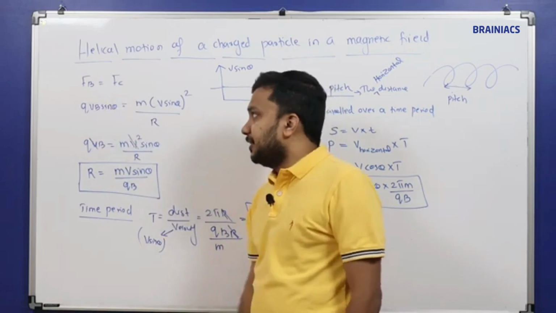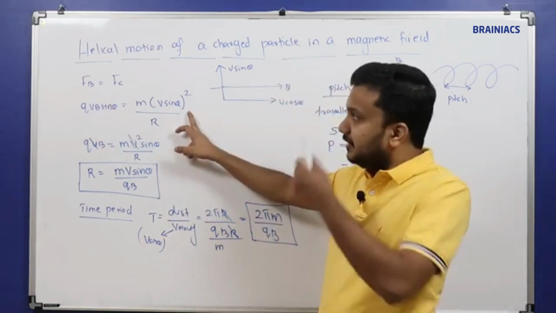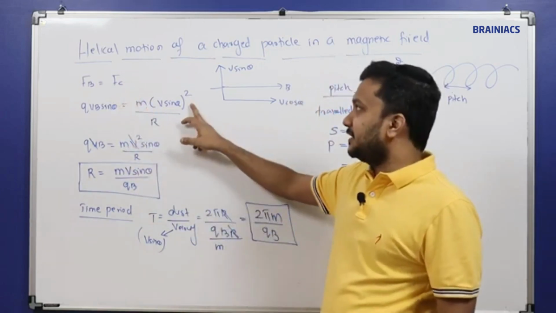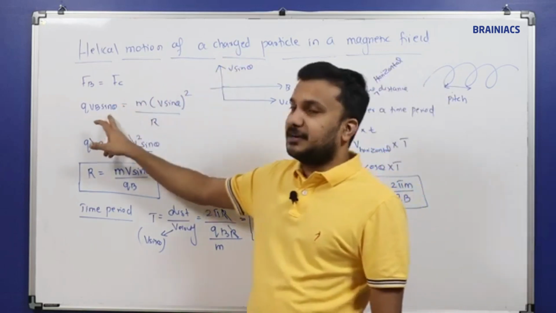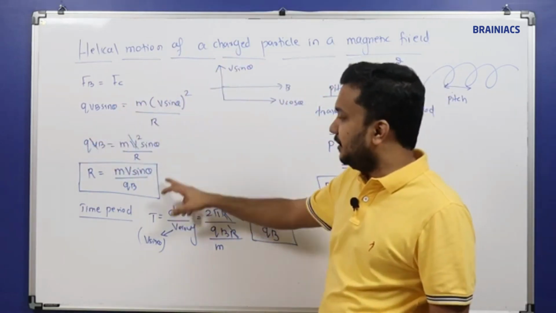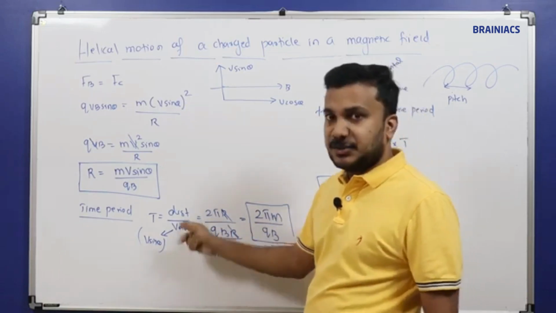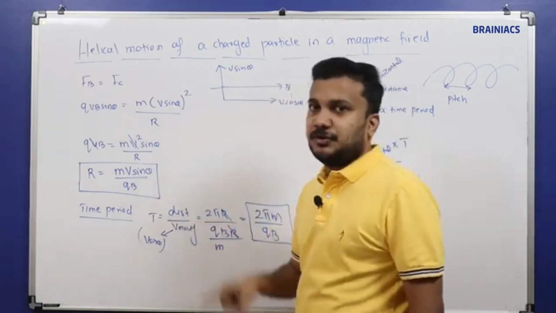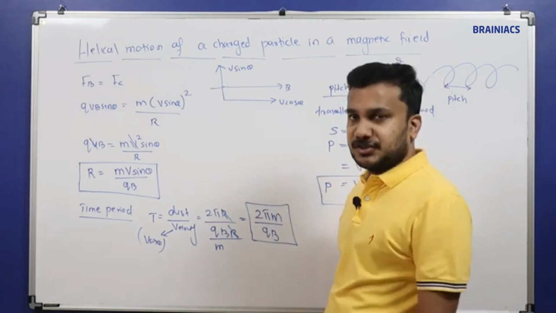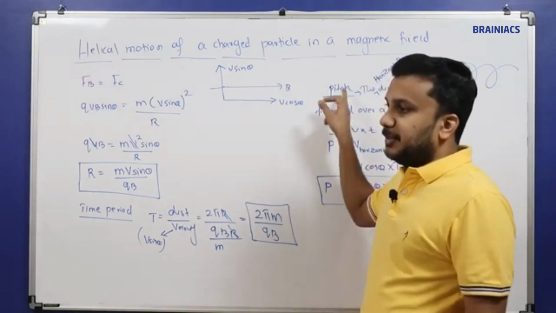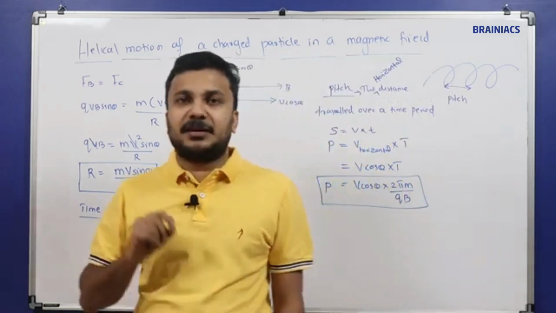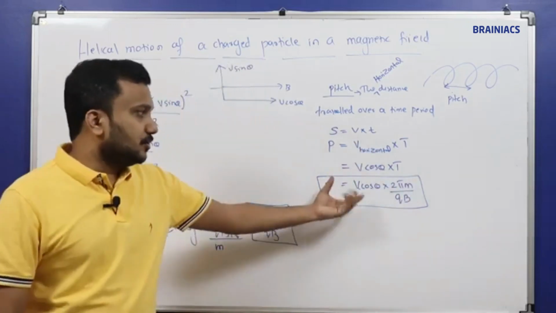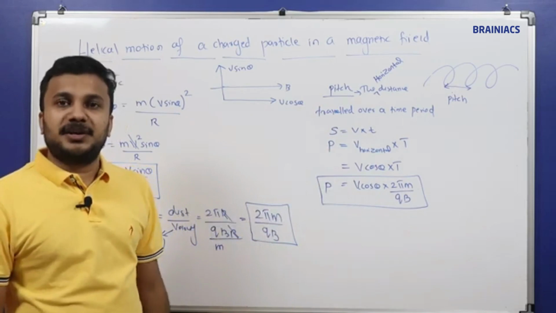Okay, so FB is equal to FC, QVB sin theta equals MV sin theta square by r. You know it is called centripetal force. Only the perpendicular component of velocity gives rise to the magnetic force. That's why we have taken MV sin theta into account. Distance by velocity, what velocity is contributing to the circle? V sin theta is contributing. V sin theta is called the perpendicular velocity. And when we come to pitch, it is a horizontal distance covered over a time period. So horizontal distance means horizontal velocity into time period. Horizontal velocity is v cos theta, time period is 2 pi m by qb.